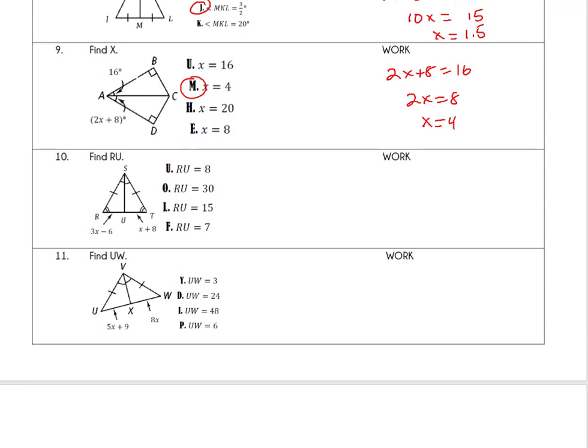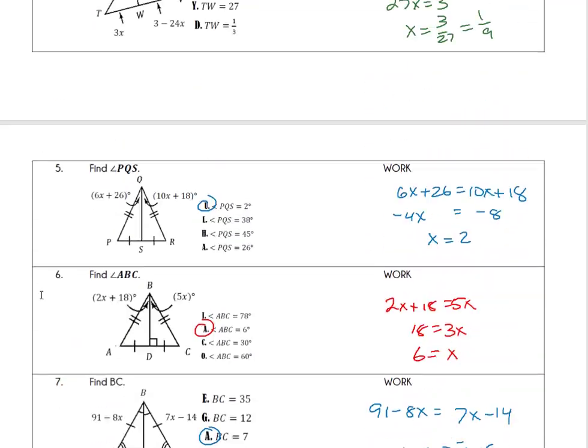So look at number 10. These two segments need to be congruent. 3x minus 6 equals x plus 8. Take away x and add 6 to both sides. 2x is 14. X is equal to 7. Gives us an F.